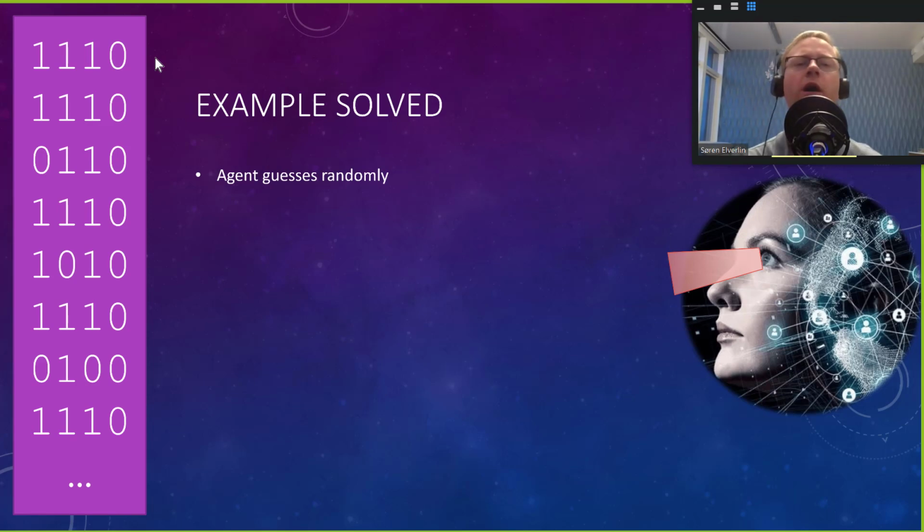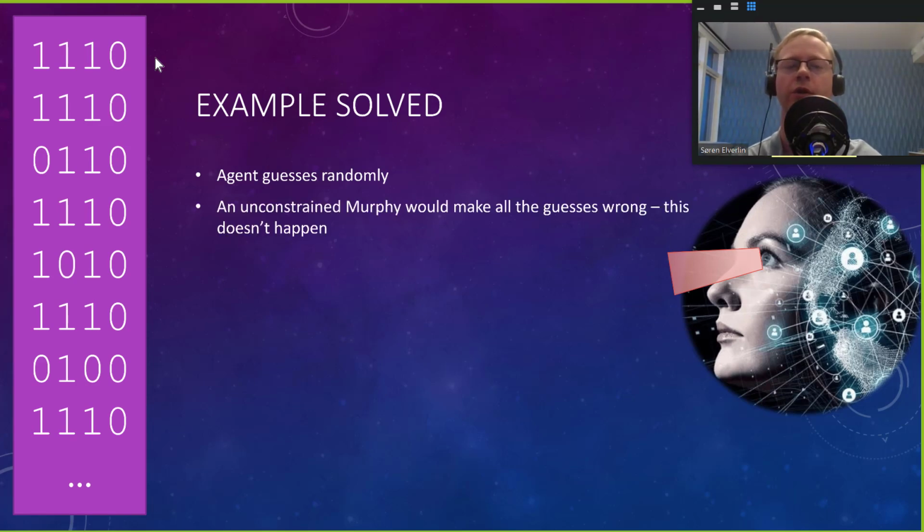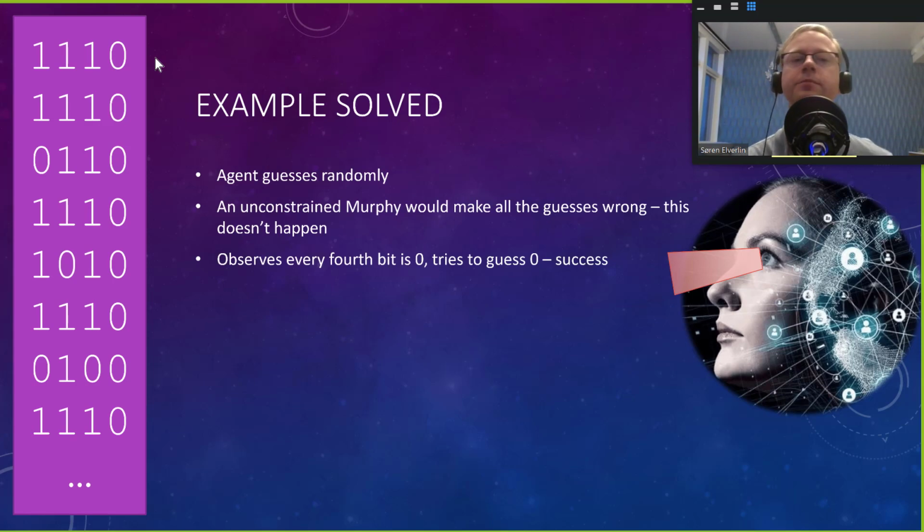How would that work? Well, if you had a Murphy that was not constrained by laws, then all the guesses would just be wrong, because Murphy could, after the agent has guessed, just change the world or predict how it would guess randomly or something like that, and that doesn't happen. So Murphy can't just say we will do the opposite of what that person guesses. So that's good. The Infra Bayesian agent does in fact get some reward just by guessing randomly.